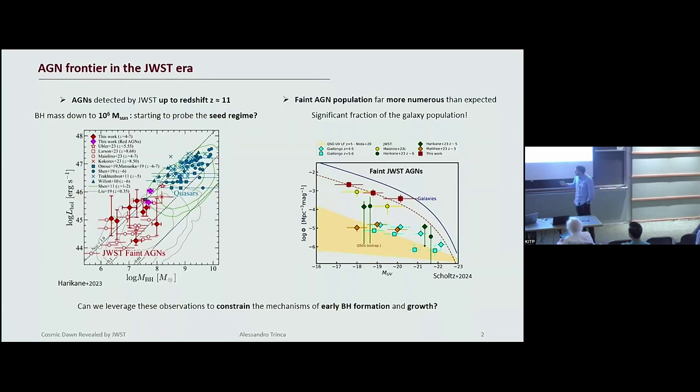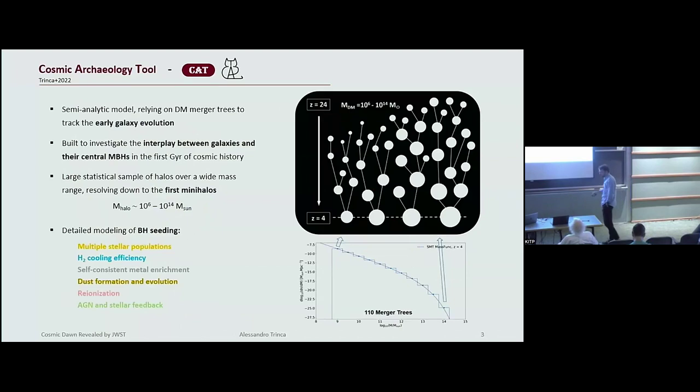So the idea is, can we leverage now this plethora of observation to try to constrain some information about the early mechanisms of formation of these first black holes and their accretion mechanism. And to do so, what we employ is the cosmic archaeology tool, which is a semi-analytical model tailored to reconstruct the early galaxy evolution in the first billion-year of cosmic history, and in particular, to follow the interplay between the central black holes and their host galaxy over a wide range of galaxy mass, resolving down to the first mini-halos, in order to provide a detailed modeling of the black hole seed formation.